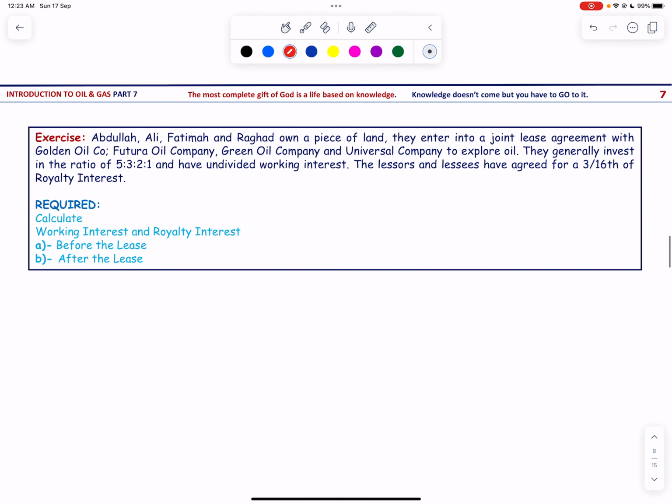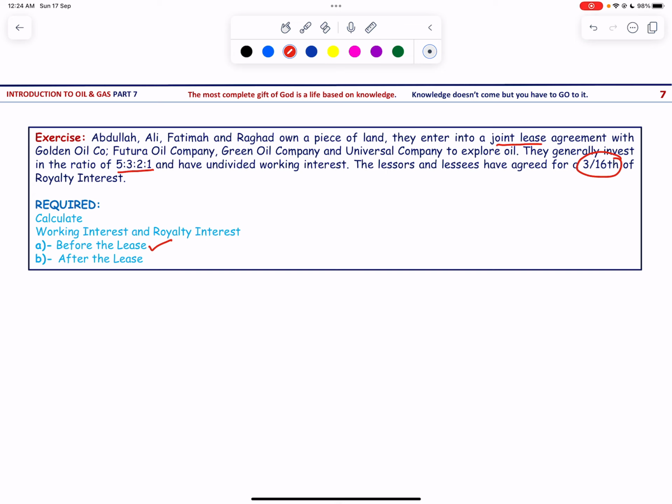Let us solve another exercise. Abdullah, Ali, Fatima and Raqad own a piece of land. They enter into a joint lease agreement with Golden, Futura, Green and Universal Company to explore oil. They generally invest in the ratio of 5:3:2:1 and have undivided working interest. The lessors and lessees have agreed for a 3 upon 16th of the royalty interest. We have to calculate working interest and royalty interest before the lease.